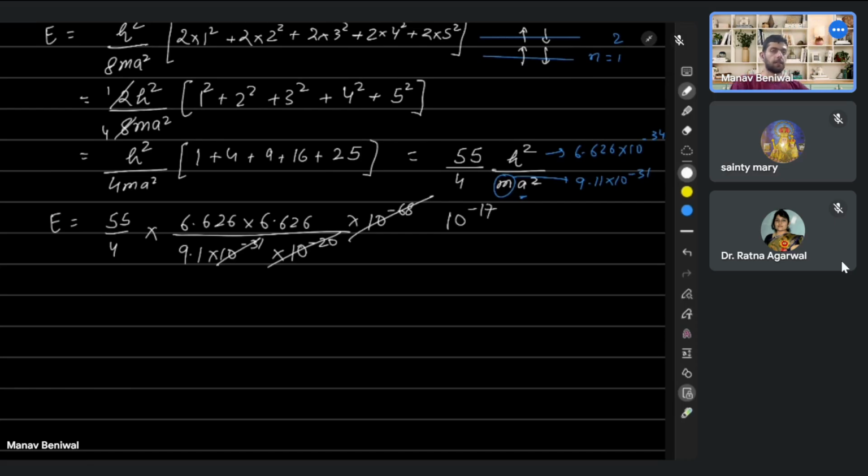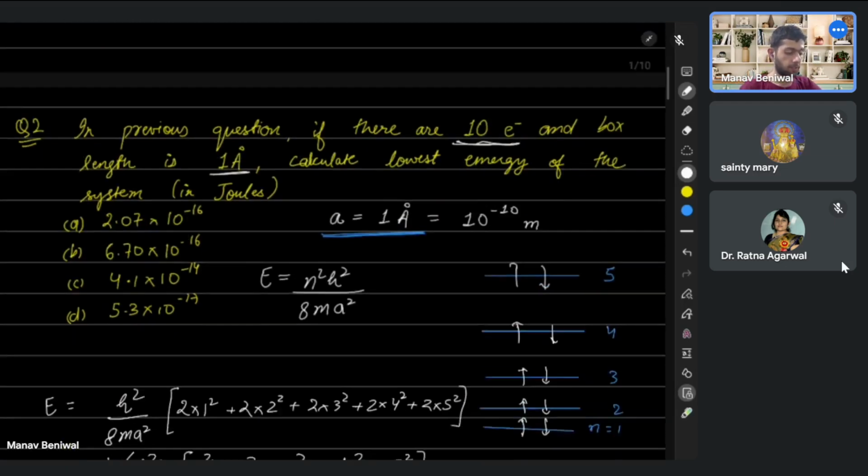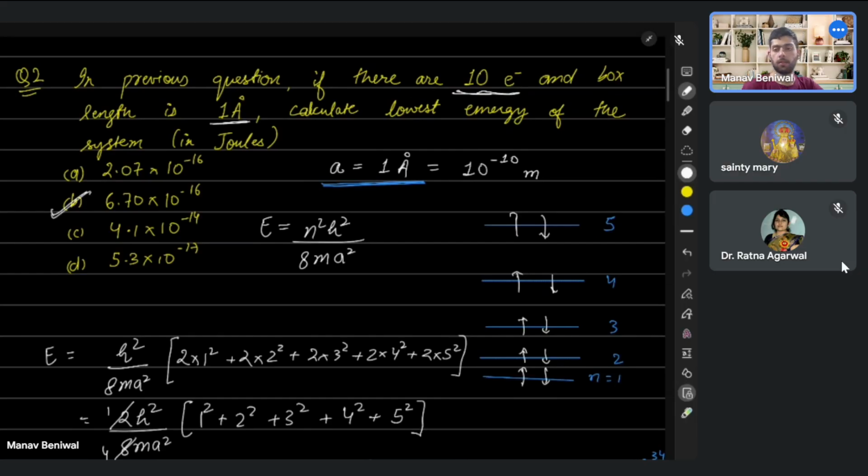Great. Now if we multiply these terms, upon multiplying, what we will get is 67.0 into 10 to the power minus 17, or 6.7 into 10 to the power minus 16 joules. So this is our final answer, which is option B. Any doubts in this one? Anyone?